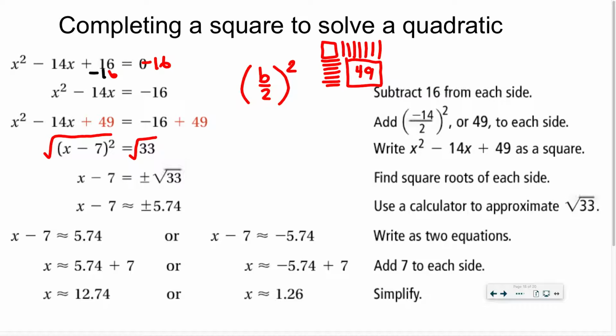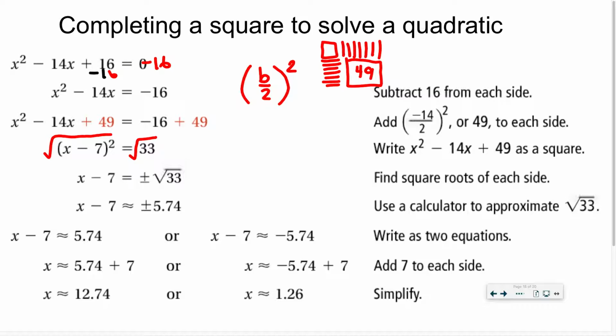Because that's estimated, that's rounded. An irrational number goes on forever and never repeats. So we're estimating it to be 5.74. Notice this is the point where it goes from a straight equal sign to a squiggly. That's why. The square root of 33 is approximately 5.74. So we're just going to change that number out.